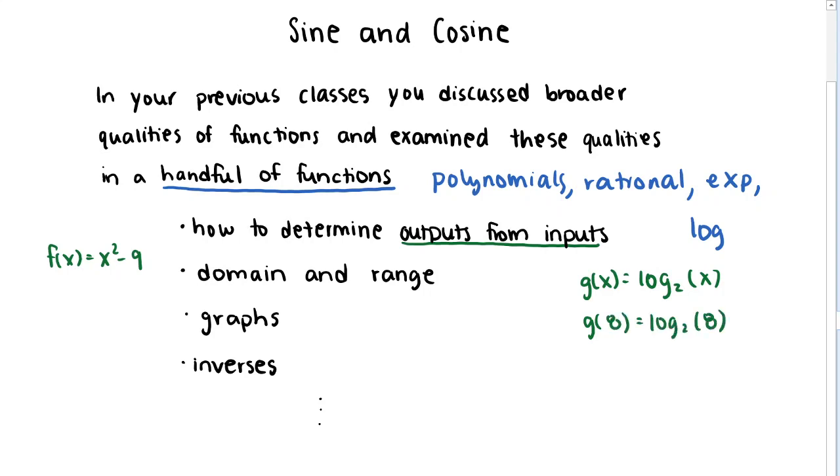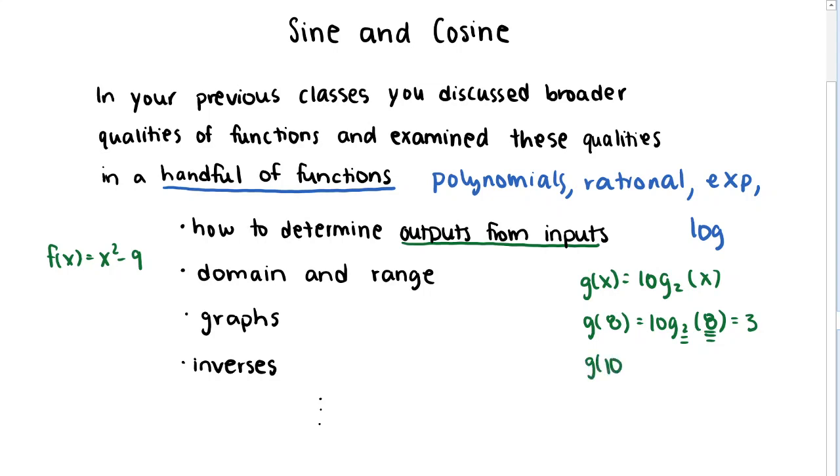this is asking us to compute, what power of 2 gives us this input 8. And in this case, based on our familiarity with powers of 2, we know that 2 raised to the power 3 gives us 8, and so the result of this is 3. The output when we input 8 is 3.